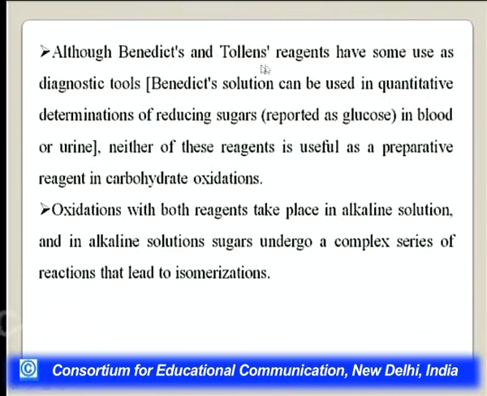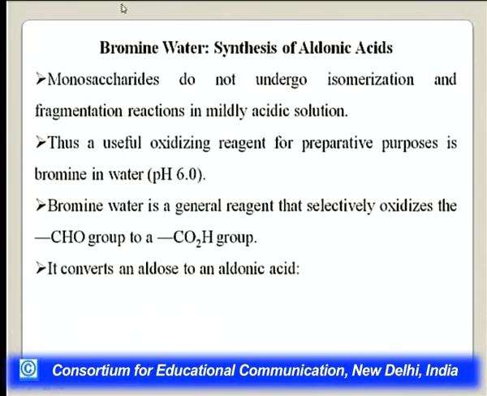Although Benedict's or Tollens reagents have some use as diagnostic tools, Benedict's solution can be used in quantitative determinations of reducing sugars reported as glucose in blood or urine. Neither of these reagents is useful as a preparative reagent in carbohydrate oxidations. Oxidations with both reagents take place in alkaline solution, and in alkaline solutions sugars undergo a complex series of reactions that lead to isomerization. That is why we are not using this for this particular purpose, that is for oxidations, because isomerization is there.